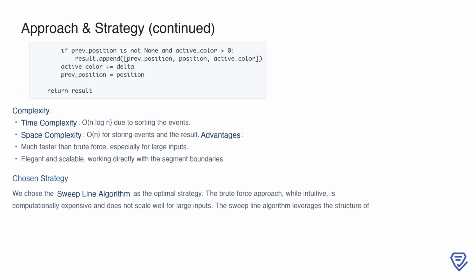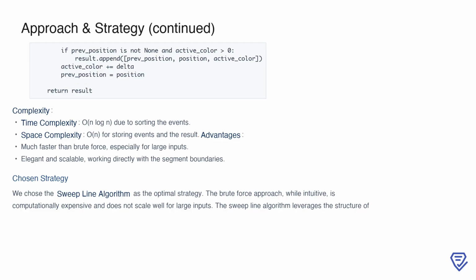To implement the sweep line algorithm, we process the sorted events step by step. As we iterate through the events, we maintain two key variables, the current position and the running sum of active colors. Whenever there is a gap between the previous position and the current one, and the active color is non-zero, we know we have a valid interval to record. This interval captures the range where the active color was consistent. After recording the interval, we update the running sum with the change in color at the current event and move to the next position. By the end of this process, we will have constructed the complete list of distinct color intervals.